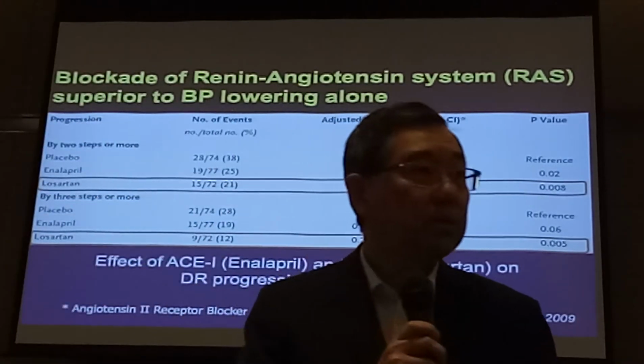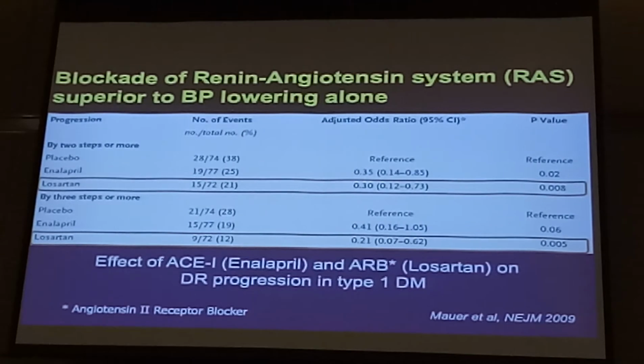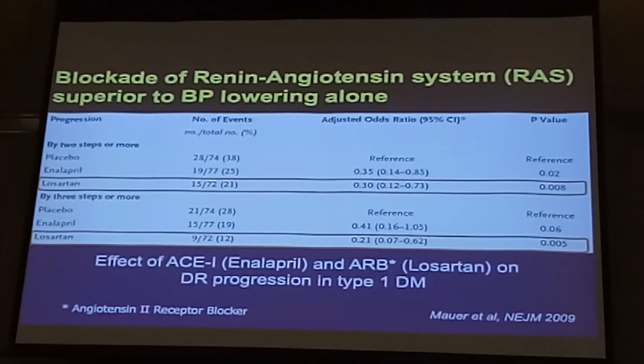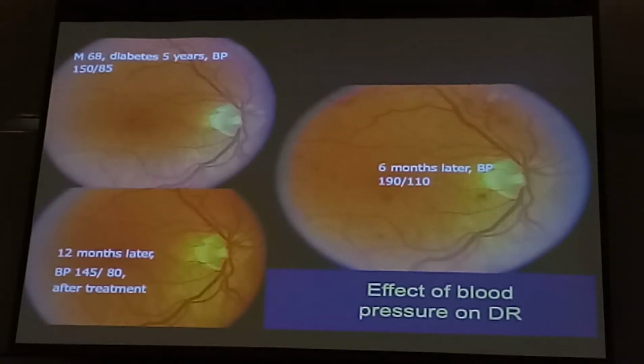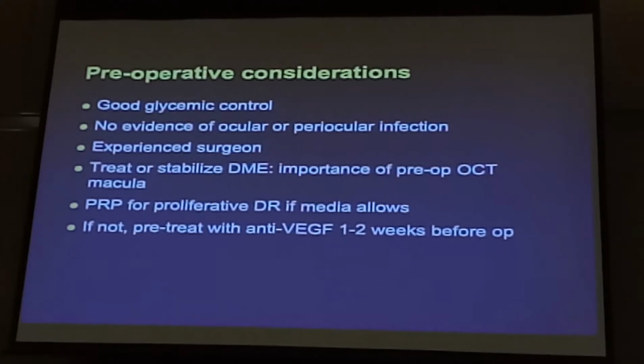Similarly with hypertension, right? This is the effect of losartan, which is an angiotensin receptor blocker. This is one such case where you have BP poorly controlled, fluctuating especially. And then when you control the BP, the hemorrhages disappear. Right? So fundamentally, diabetes is a systemic disorder. We have to treat the patient holistically.